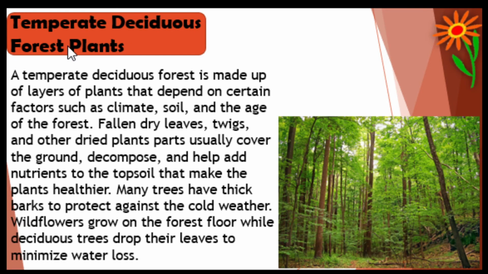Temperate deciduous forest plants. A temperate deciduous forest is made up of layers of plants that depends on certain factors such as climate, soil, and the age of the forest. Fallen dry leaves, twigs, and other dry plant parts usually cover the ground, decompose, and help add nutrients to the topsoil that make the plants healthier. Many trees have thick barks to protect against the cold weather. Wildflowers grow on the forest floor while deciduous trees shed their leaves to minimize water loss.